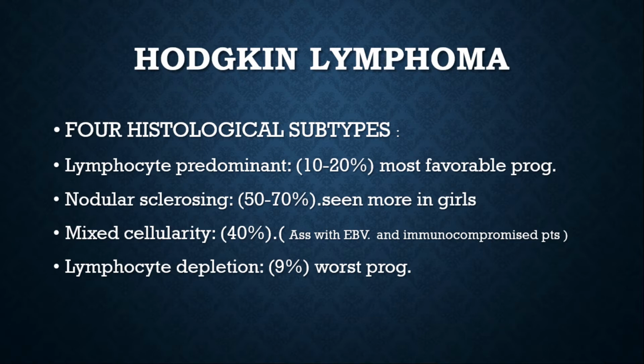The other type is the lymphocyte predominant. It's a rare subtype seen in less than 20% of the cases, but has the most favorable prognosis. The lymphocyte depletion type is seen in less than 10% of the cases. In it, there is a large number of Reed-Sternberg cells with few lymphocytes, and it has the worst prognosis.